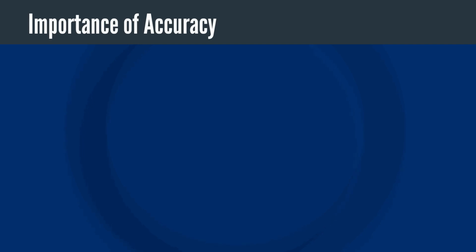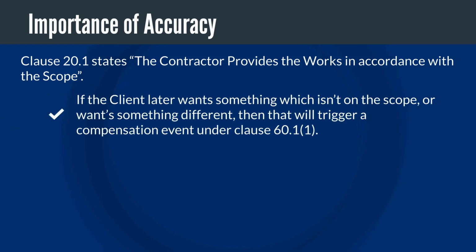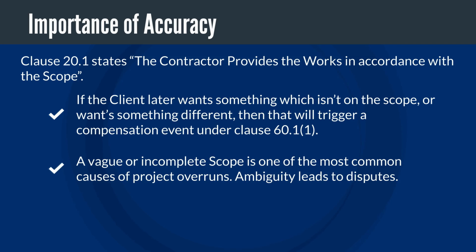Clause 20.1 states the contractor provides the works in accordance with the scope. The scope sets out what the contractor is required to provide. If the client later wants to add something which isn't on the scope, or wants something different to that which is on the scope, then that will trigger a compensation event under clause 60.1(1), meaning additional time and cost. A vague or incomplete scope is one of the most common causes of project overruns. Ambiguity leads to disputes. If the scope doesn't clearly define the required outcome, you'll spend more time arguing about what was meant than actually building the project.